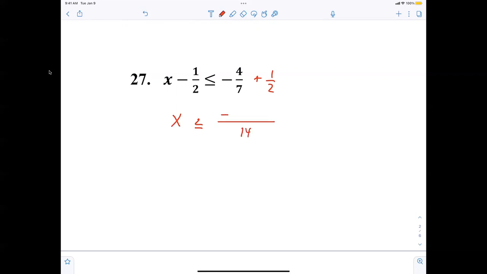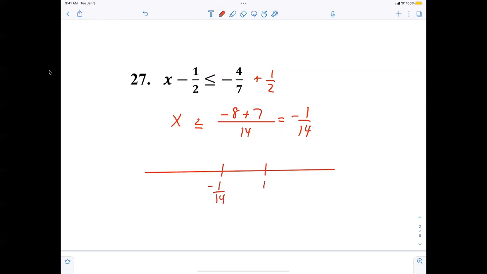But 4/7 is how many 14ths? It's 8/14. -8/14, and 1/2 is 7/14, which is -1/14. I know you know that. So then x is less than or equal to -1/14. Exactly. And then you graph it, it should be a closed circle at -1/14 going to the left.